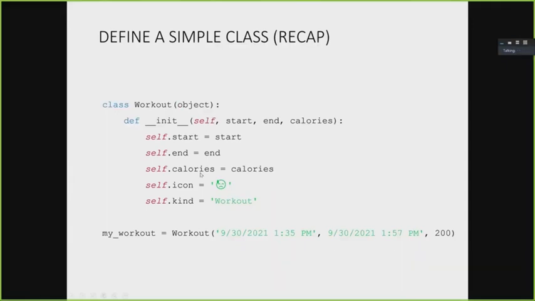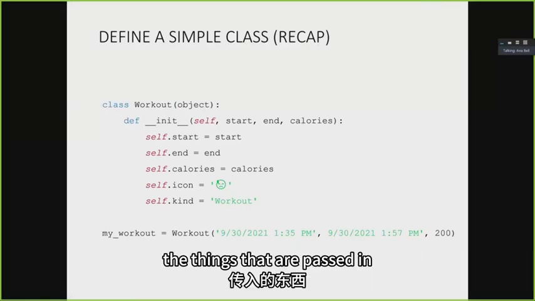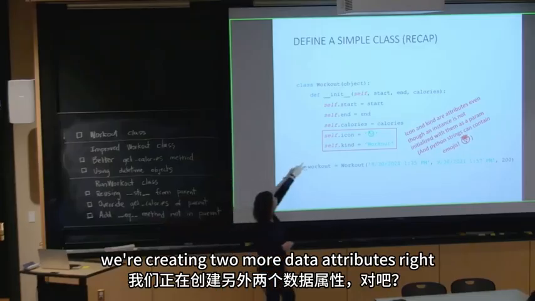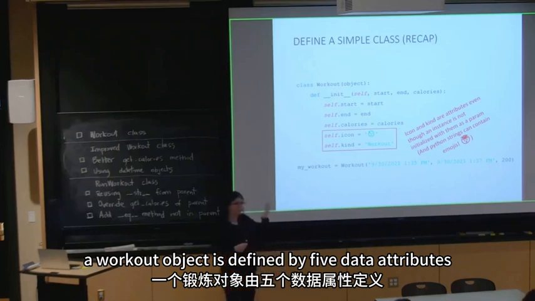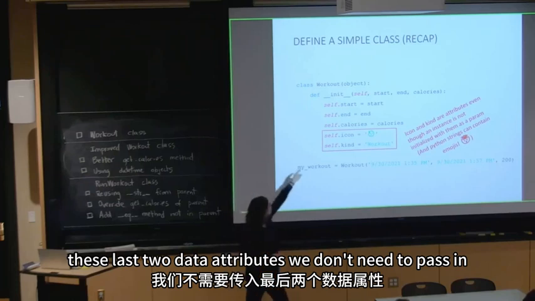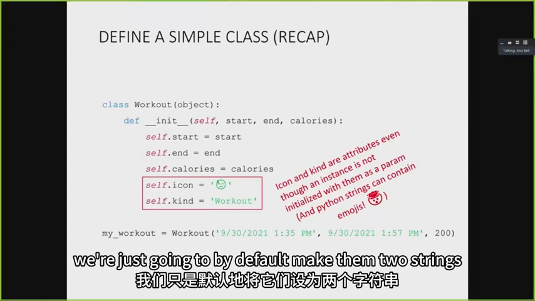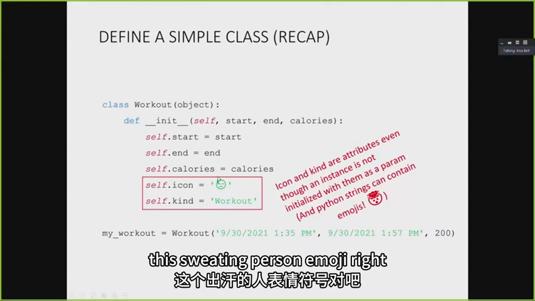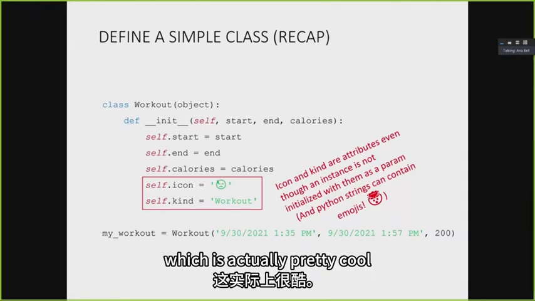Okay? But in addition to just saving these as data attributes, the things that are passed in when you create the object, we would like to do 2 more things. We're creating 2 more data attributes, right? So in total, a workout object is defined by 5 data attributes. These last 2 data attributes, we don't need to pass in, right? We're just going to, by default, make them two strings. The icon is going to be the string, this sweating person emoji. Right? And you can have emojis inside strings, which is actually pretty cool.